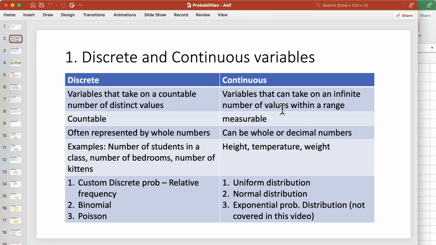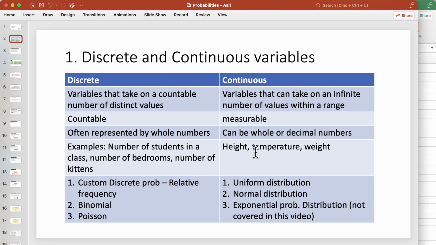Continuous variable, on the other hand, can assume an infinite number of values. For example, number of students in a classroom. There can be 20 students, 21 or 22 students, but there cannot be 20.5 students. Number of bedrooms in a home. There can be 2 or 3 or 4 bedrooms, but there cannot be 3.5. Similarly, number of kittens can be 3, 4 or 5, but there can never be 3.5 kittens. They are represented by whole numbers.